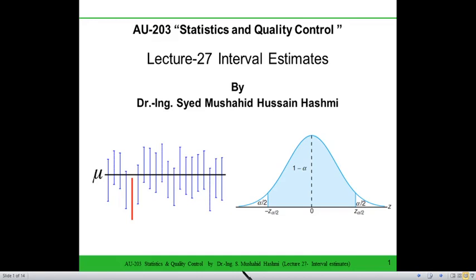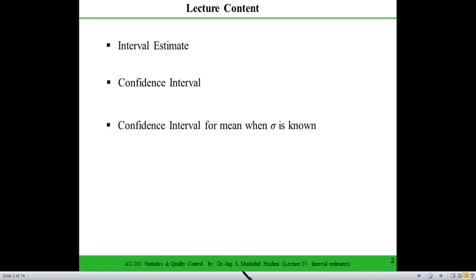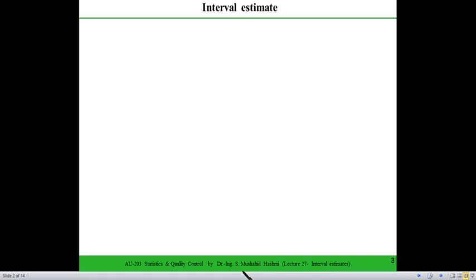This is lecture number 27 of the course AU 203 Statistics and Quality Control. In this lecture, we will talk about interval estimates and the confidence interval, which is another name for interval estimates. And then we will look into the confidence interval for mean value when your population standard deviation is known. And we will go into the one sample z-test, and we will look into the sample size concept.